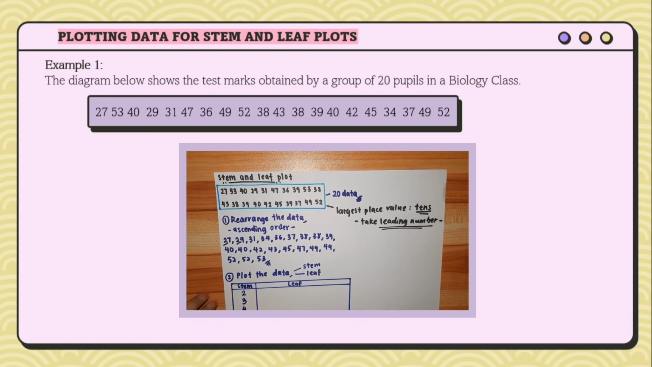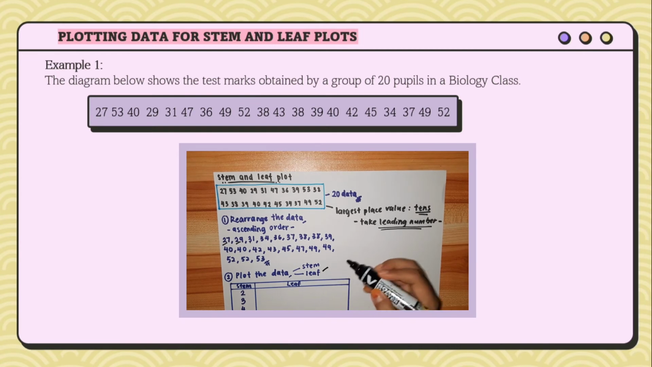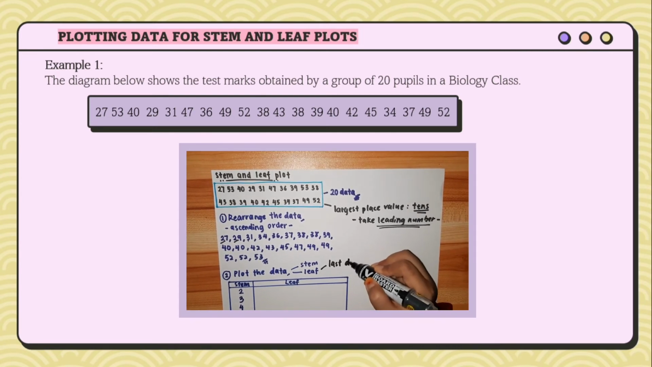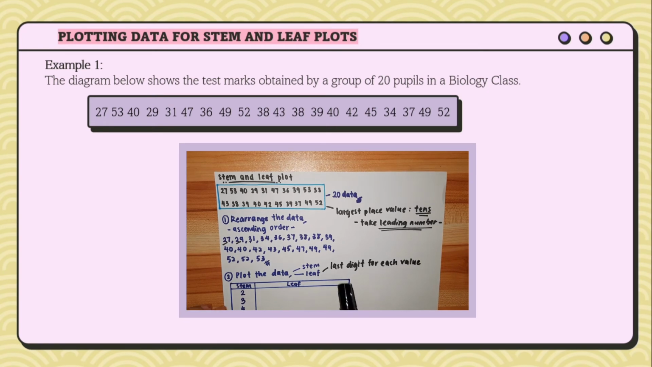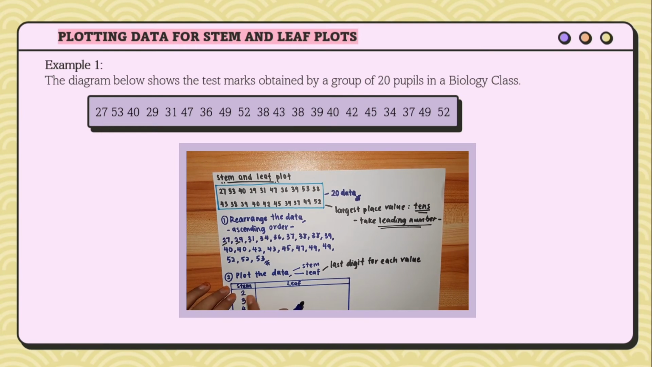What is the next step? The next step, we have to find out the leaf from the data given. The leaf will always be the last digit of each value. We will start identifying the leaf based on the stem one by one. So we will start with stem 2. The leaf will be 7 and 9, which are the last digits of values 27 and 29. So write down 7 and 9 in the right column, like that.